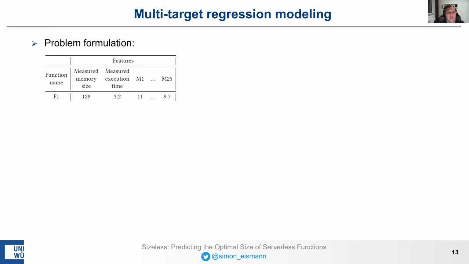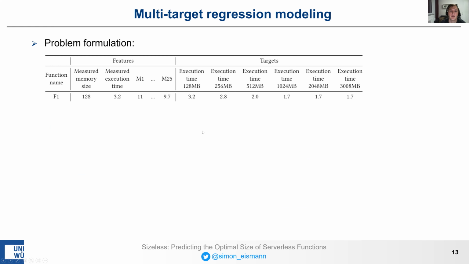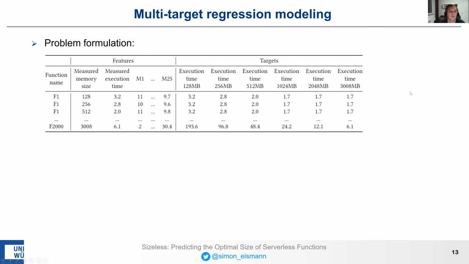The idea here is that for a function, we have as features the memory size that we measured at, the execution time that was observed, as well as the resource consumption metrics that we observed. And then as the target, what the model is learning to predict is the execution time for all memory sizes. And we have this for every function in our training data set, as well as every measured memory size.